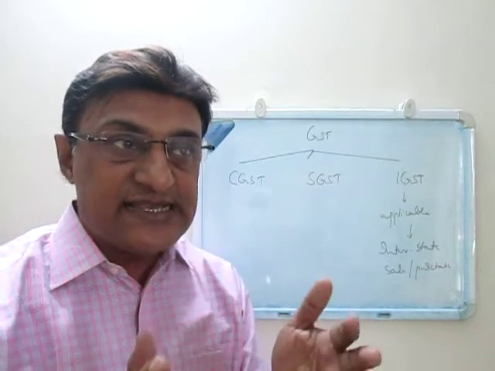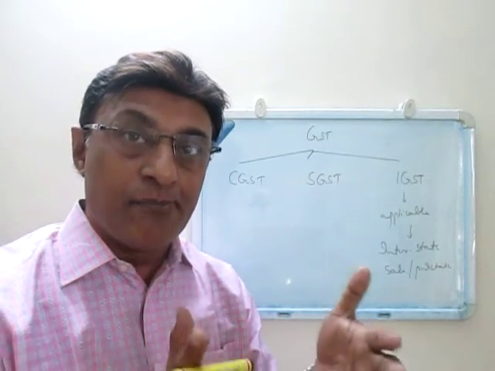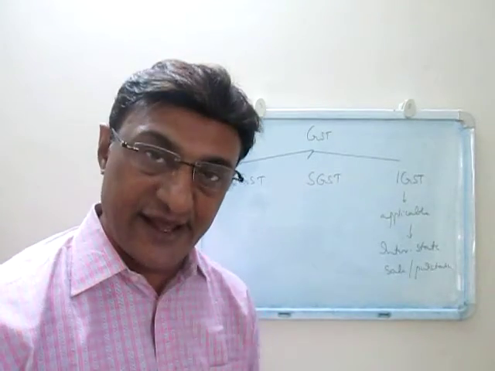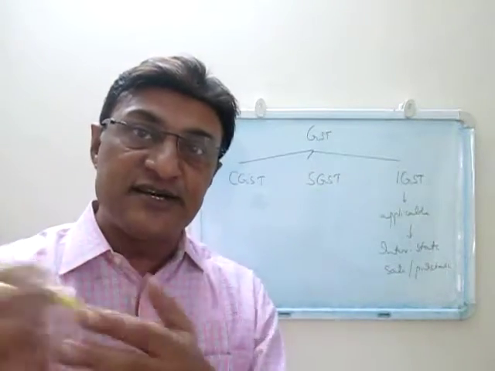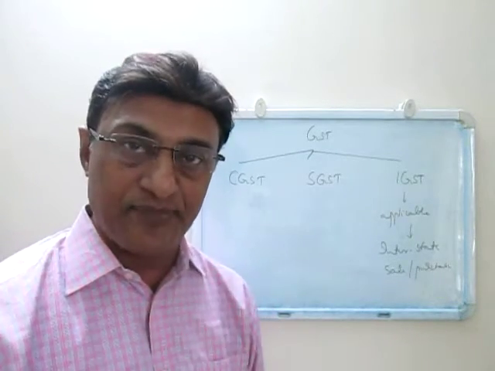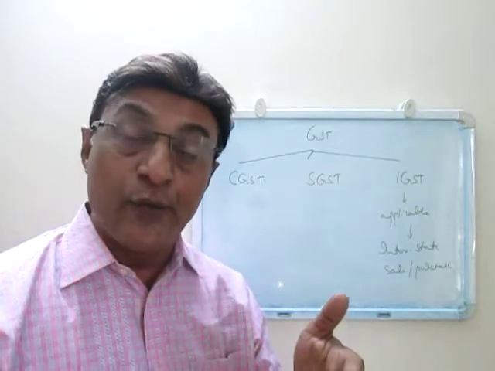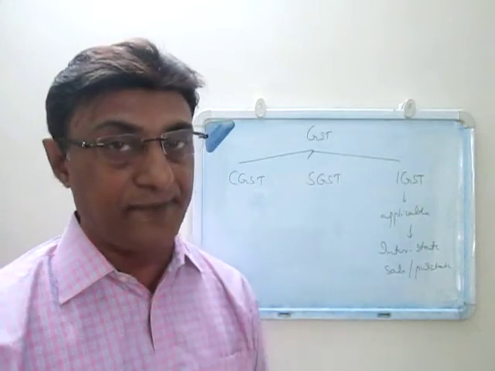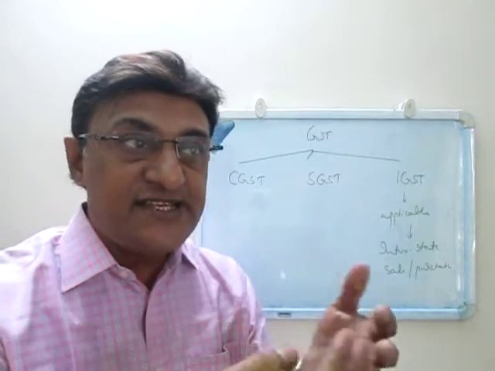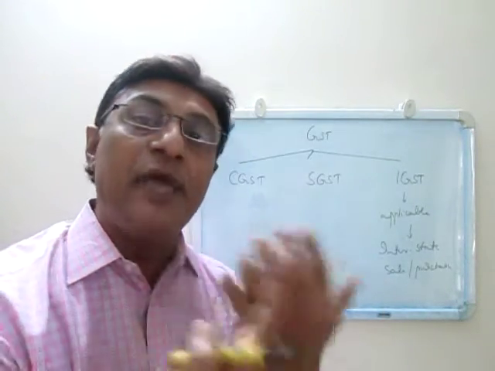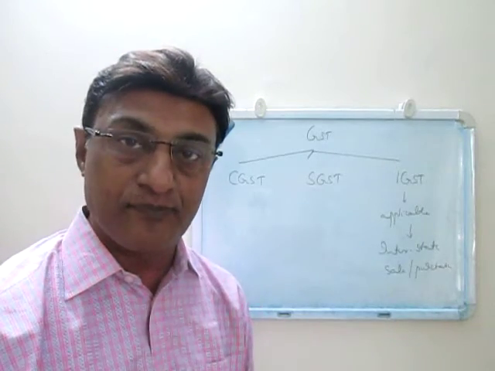For example, there's a dealer or a trader in Mumbai. He is selling goods to a trader in Chennai. That becomes interstate. Whereas an interstate sale, the dealer in Mumbai will collect 18% IGST from the dealer in Chennai. So the IGST is a collection for the Mumbai dealer and a payment for the Chennai dealer.